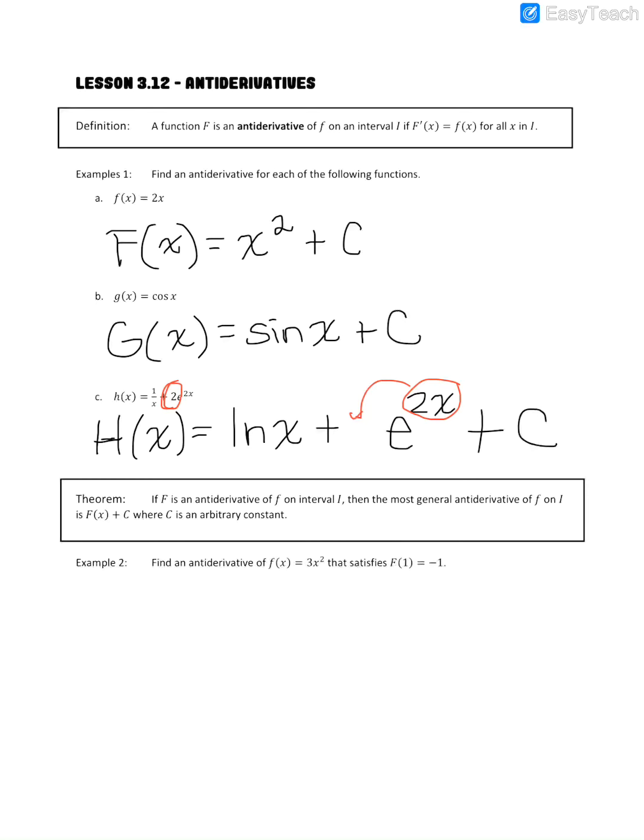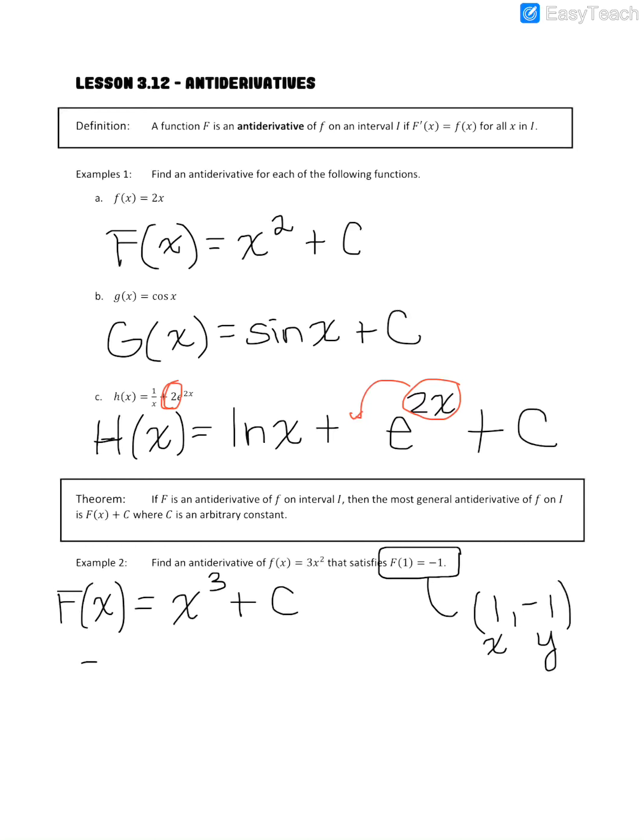All right, let's look at example 2. Find the antiderivative of 3x squared. And on this one, they actually gave us a little bit more information. They're telling us that f of 1 equals negative 1. So they're actually giving us a point for x, y that we can go ahead and plug in to solve for c. All right, so let's go ahead and do this. So we have f of x equals, what has 3x squared as its derivative? That would be x cubed plus c. I'm going to go ahead and plug in my x and my y, minus the 1, and now I know what my c value is.